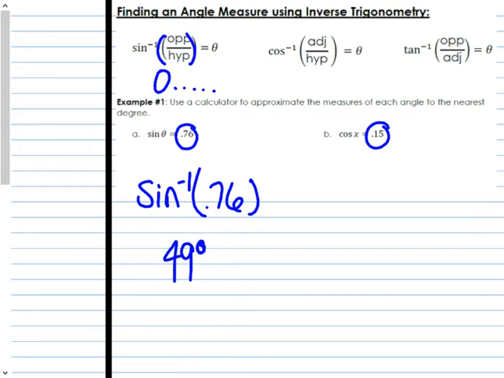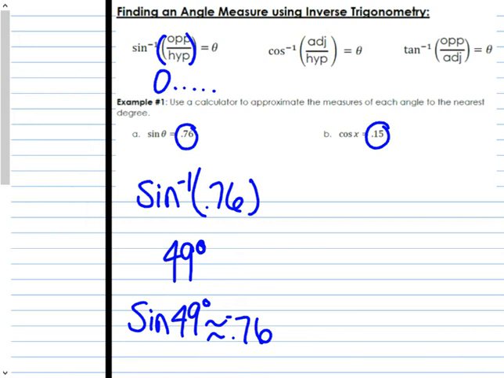Again, I basically replace the angle measure and I replace it with 49 degrees. Oh, sorry, that should not say 76 degrees. It's approximately 0.76. If you take 49 degrees and you hit the sine, you're going to get 0.7547, blah, blah, blah, which rounds to approximately 0.76.